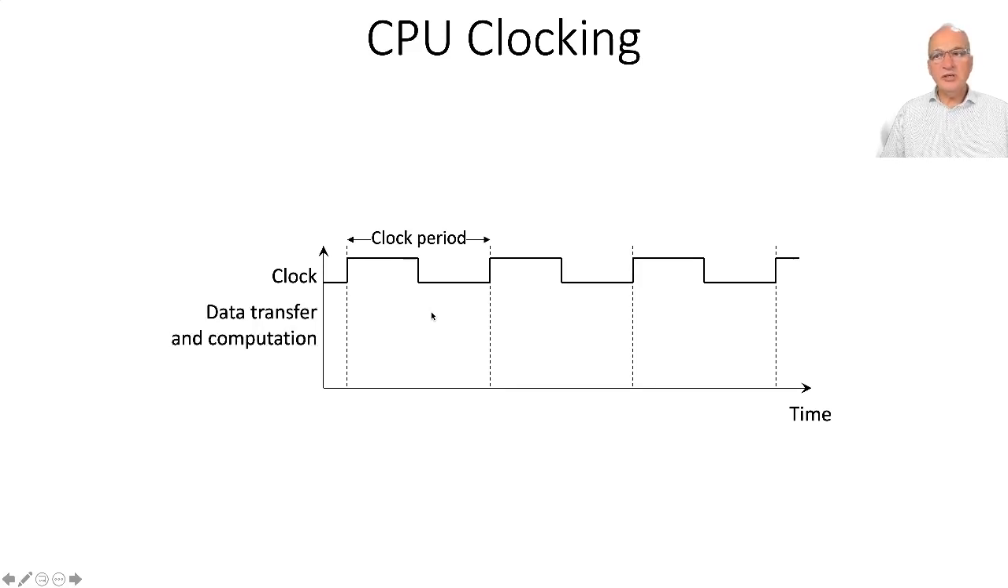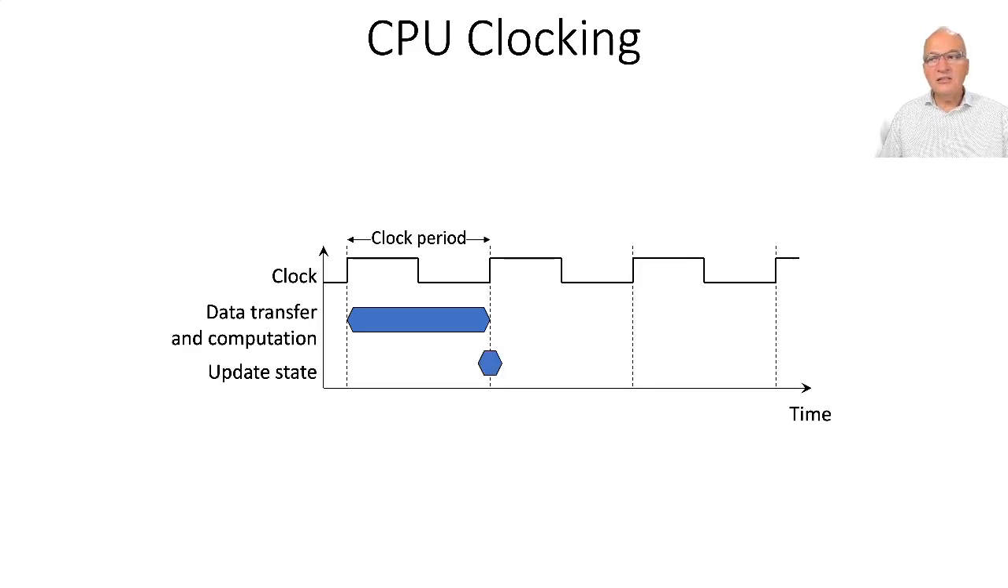Now, we want to consider the data transfer and the computation that happens in the processor. That data transfer, that is the time for the data to go from one of the subunits in the processor to another of the subunits of the processor, or the time for a computation to take place, such as, for example, an addition inside an arithmetic and logic unit, that happens during the clock period. So in the middle of the clock period, either the computation is happening or a signal is in transit between two units in the processor.